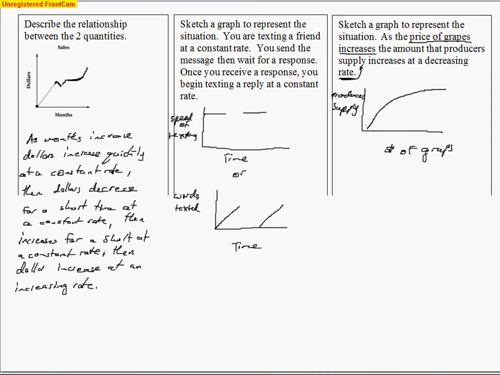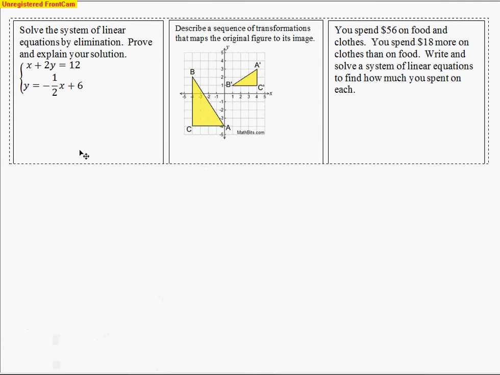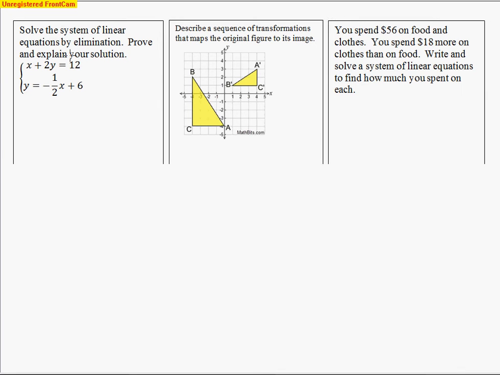Let's take a look at the next problem. It says solve the system of linear equations by elimination, but you could use any method. I actually took that word off, so it doesn't matter what method you use. For me, I'll go ahead and use substitution, since it makes sense to use substitution when y is by itself.